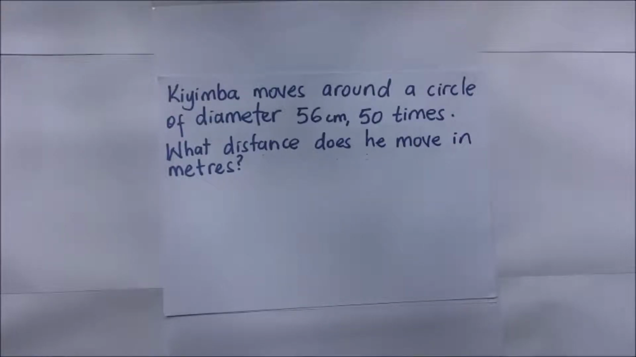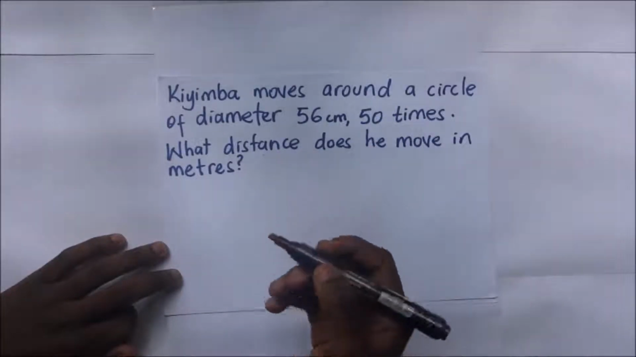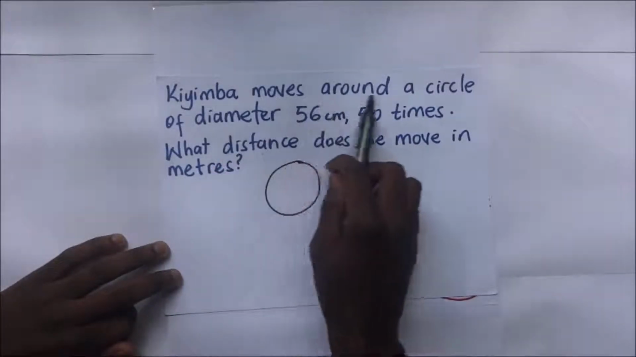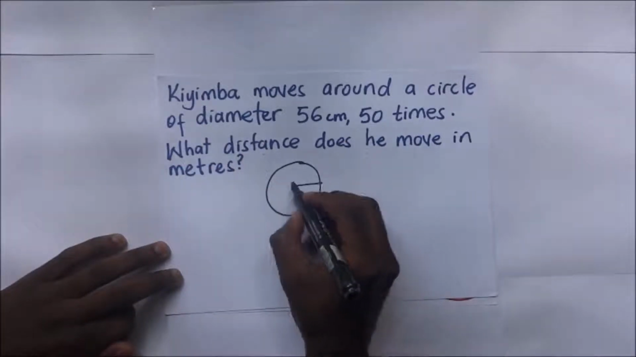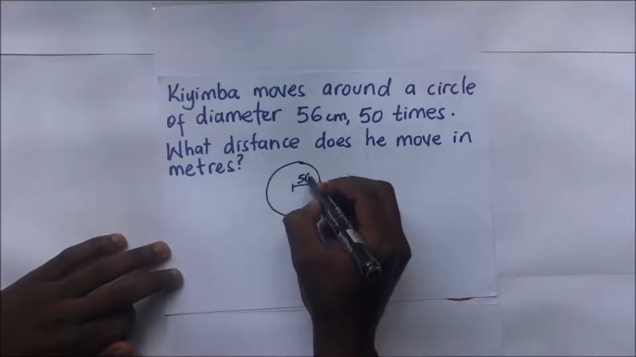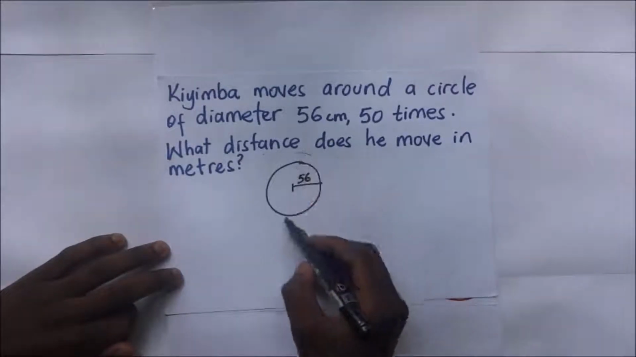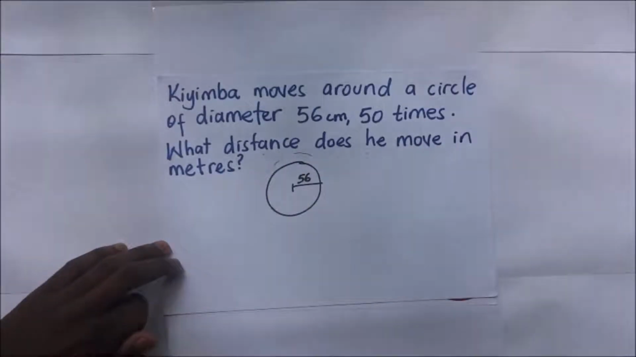Chimba moves around the circle of diameter 56 centimeters 50 times. What distance does he move in meters? So we are being told that Chimba is going to move around the circle 50 times. So this is the circle they are talking about. Chimba moves around this circle whose diameter is 56 centimeters. But he moves around it 50 times. So it means he's going to move around this circle's circumference 50 times. So what distance does he move in meters?